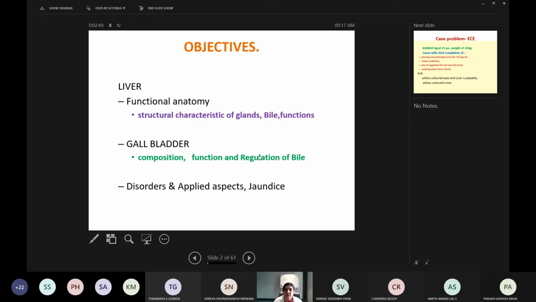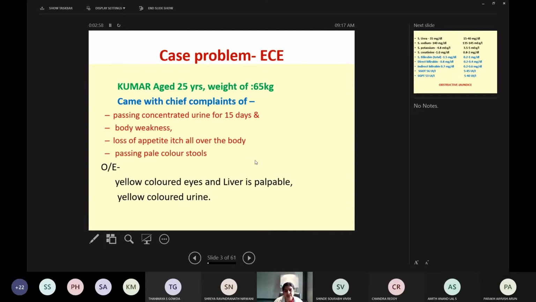Okay, then we will also deal with the applied aspect, jaundice, along with the liver. So hopefully I will cover up to the liver at least today.